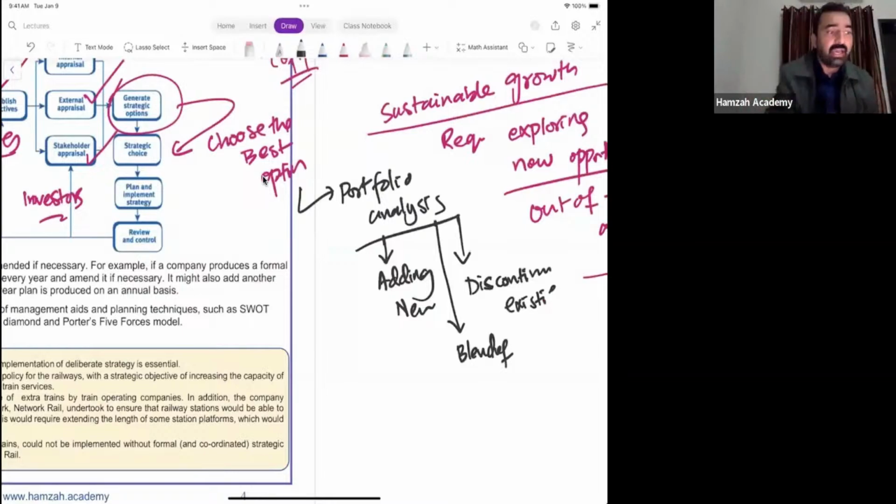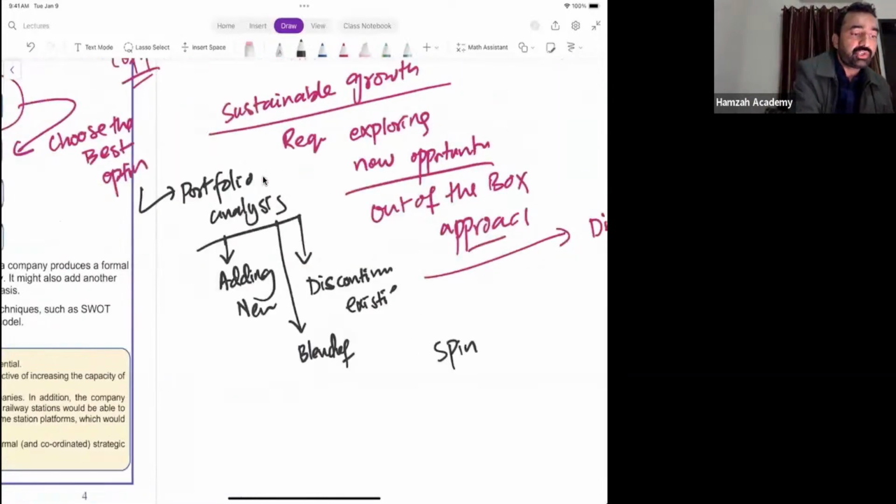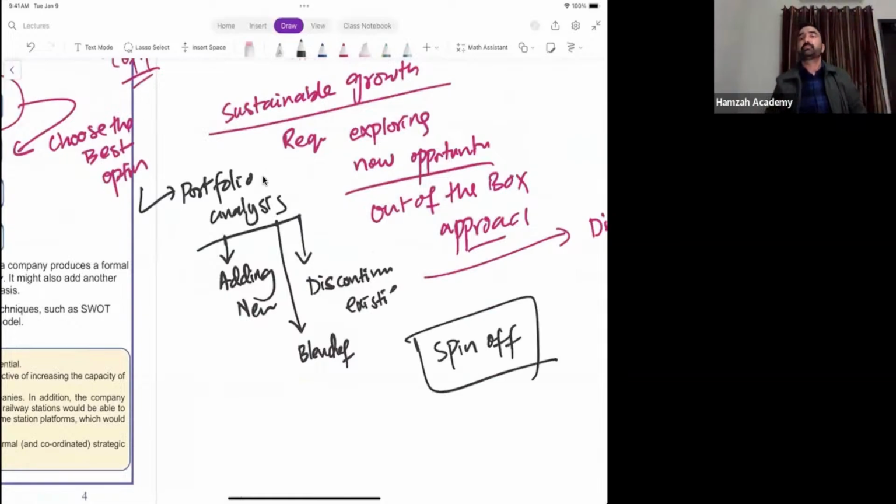You might have heard this term. Have you heard this term, spin off? Do you know about this term? Being SBL students, you are expecting these different jargons, business terms. Spin-off is where a business decides to privatize or sell one of its existing segments or divisions.